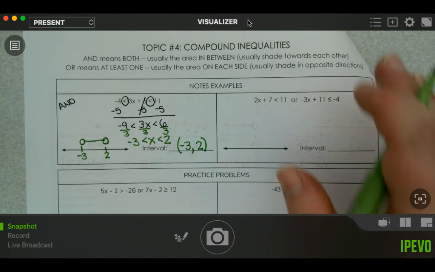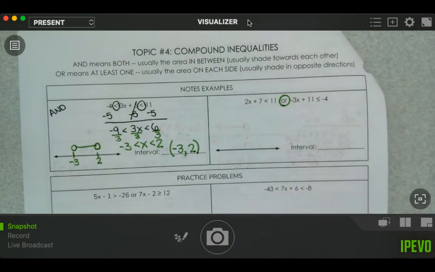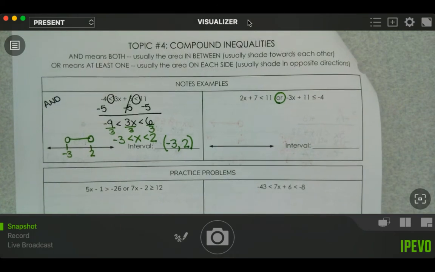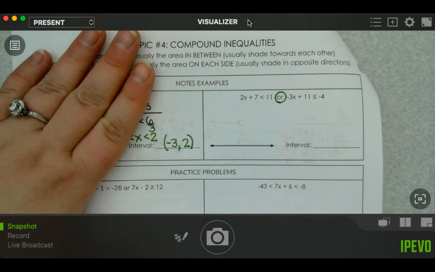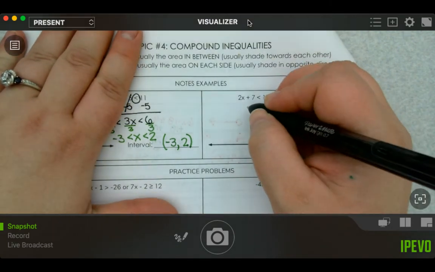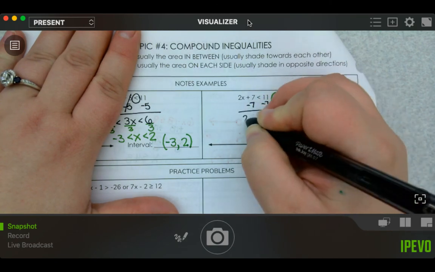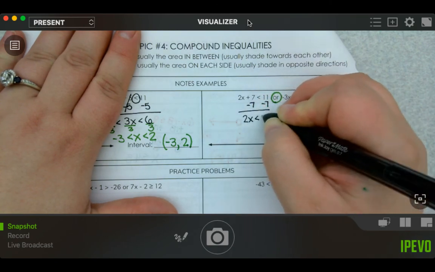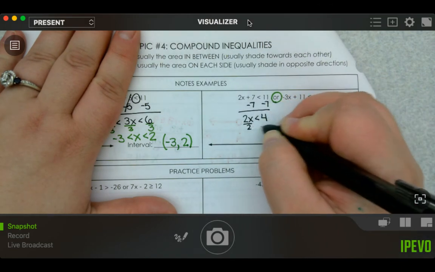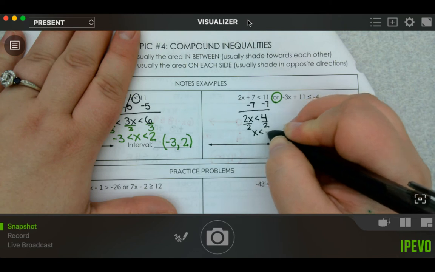If there is an or, there will be the word or in the problem. That means you have to solve both of these and put them both on the graph. Okay, I'm not going to take a super long time to explain this one because we just did this in topic 3. I'm going to subtract this 7 from both sides. 11 minus 7 is 4. And then I'm going to divide by 2. And I get x is less than 2.